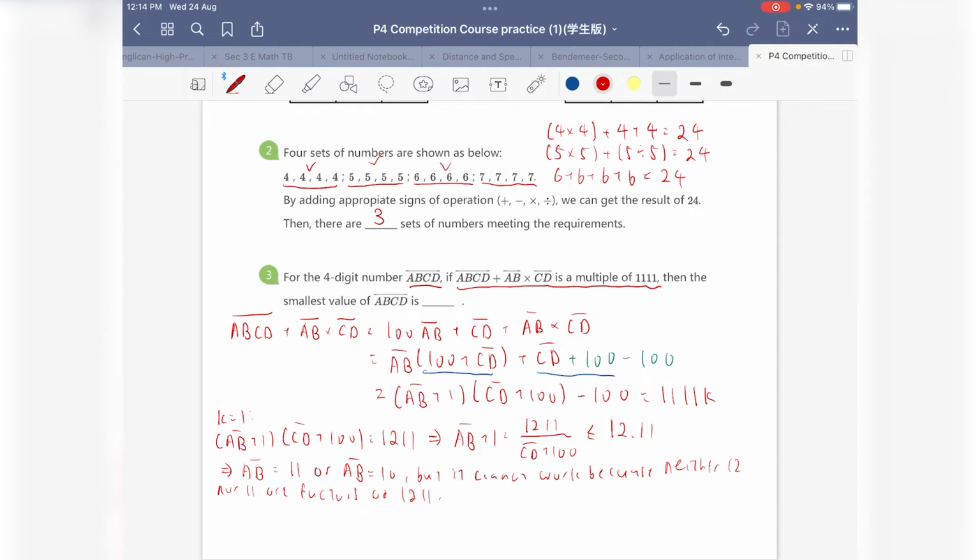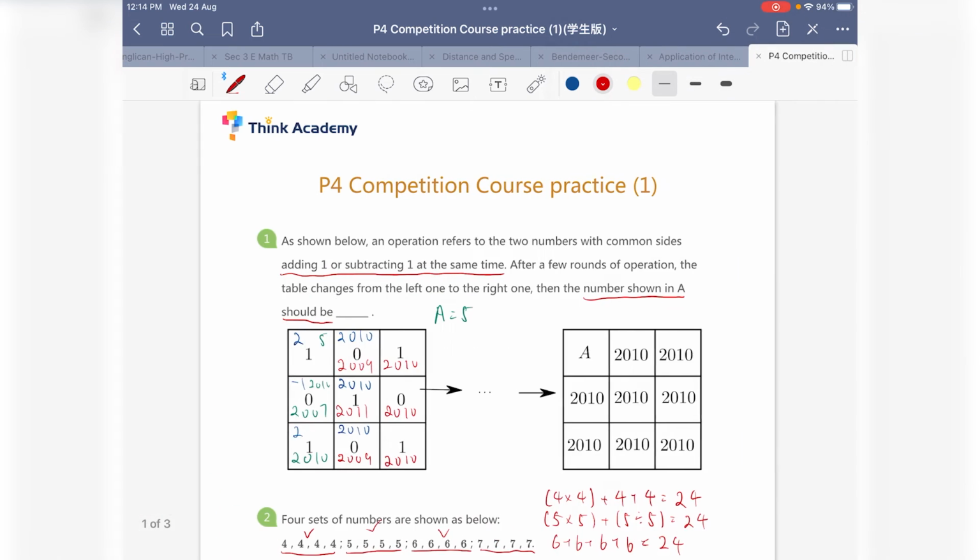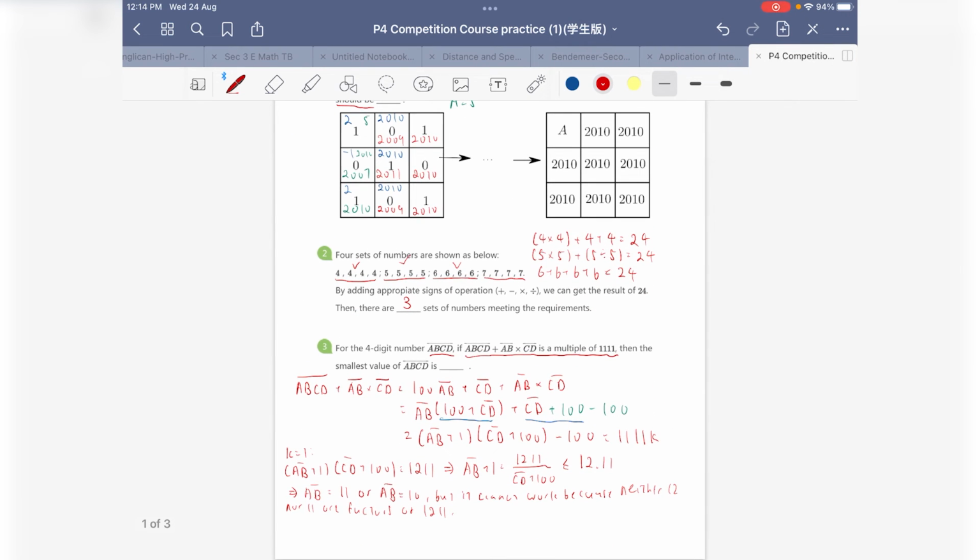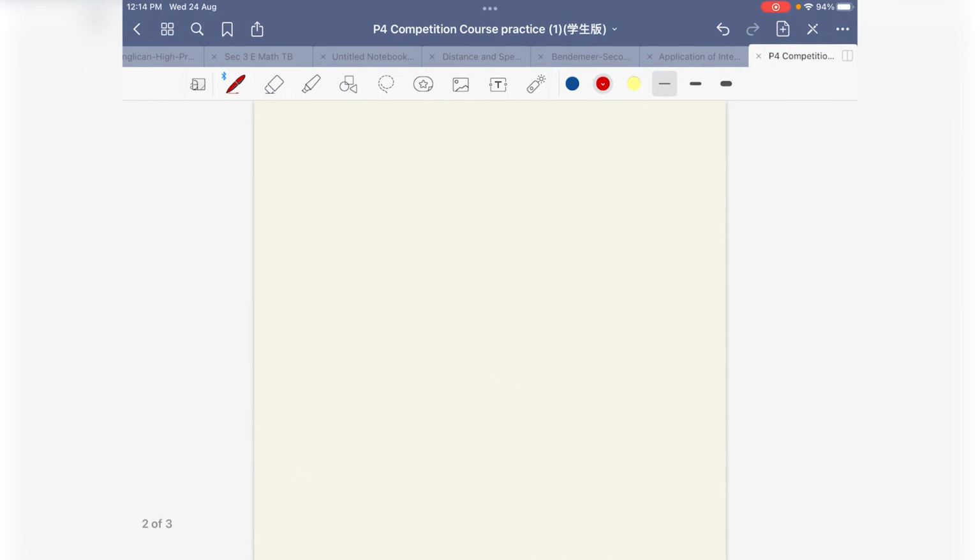So let teacher Chu use another piece of paper over here. After trying out k is equal to 1, we might want to try out k equal to 2. We can continuously do this. Let's try k equal to 2. In this case, we would get AB plus 1 times CD plus 100 being equal to 2322.